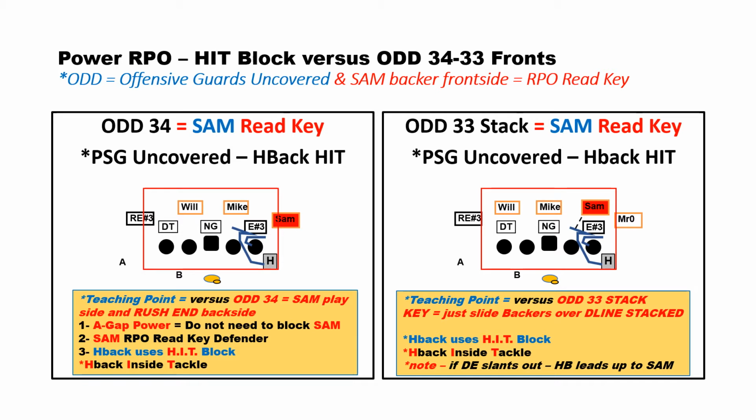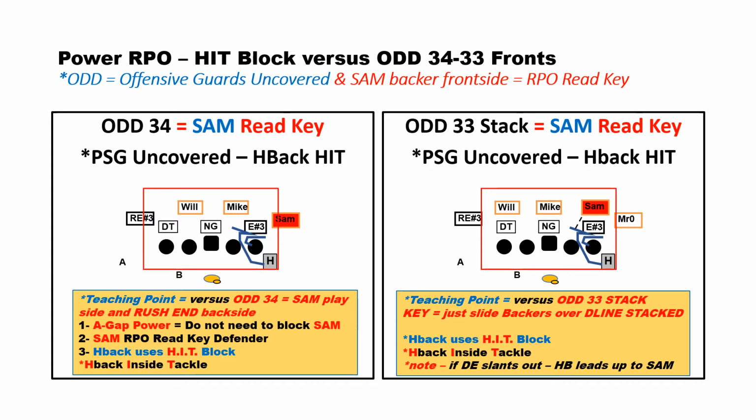On the right then against a 33 stack, it's real simple. We kick the defensive line, the front, away again, so that the guards are uncovered. But now we just leave those linebackers stacked right over top of them like a 4-3. So now the Sam is stacked right over the play side tackle. You can see the technique we're going to use here.